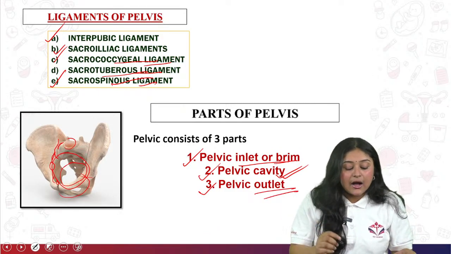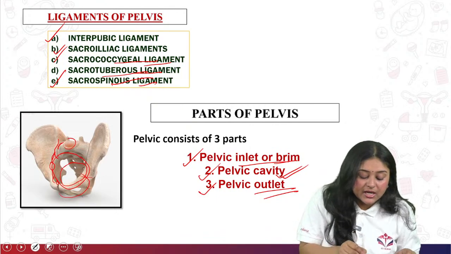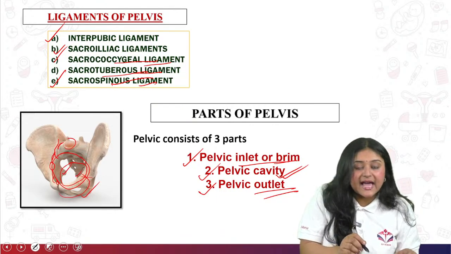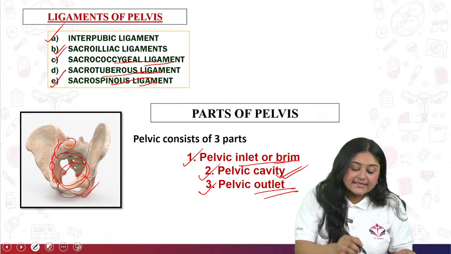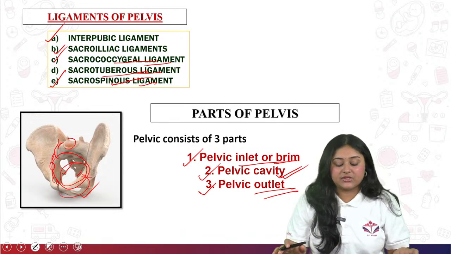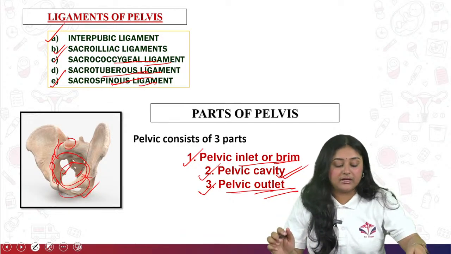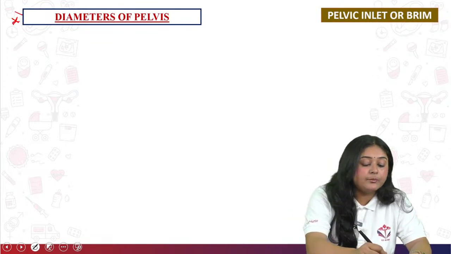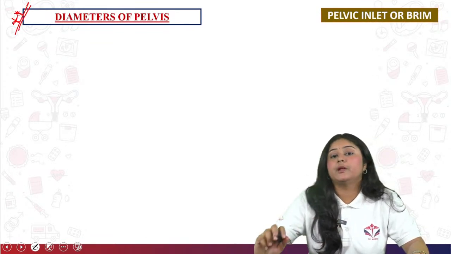And the outlet mainly covers the ischial tuberosity, ischial spine, then the coccyx as well as the sacrococcygeal joint, sacrum, and along with the obturator foramen, etc. So these are all the pelvic outlet. Now come to the diameters. This is also one of the most important questions, the diameters of the female pelvis.